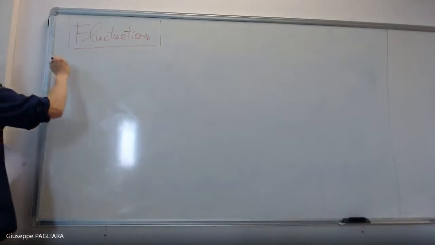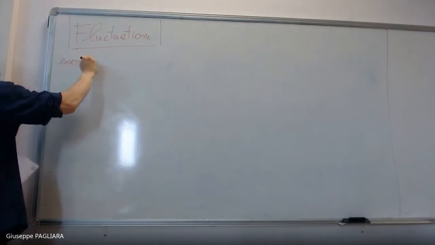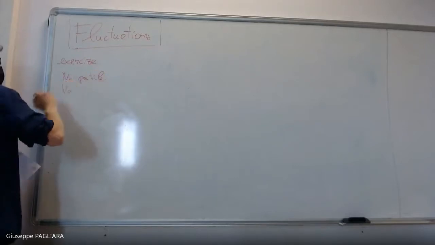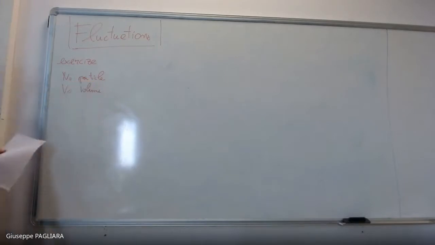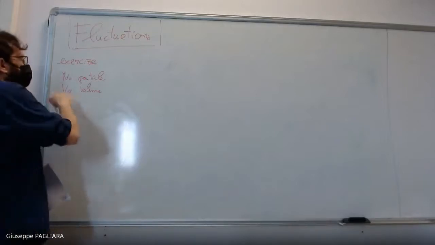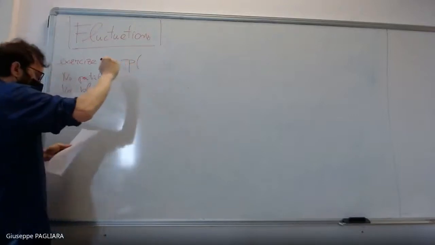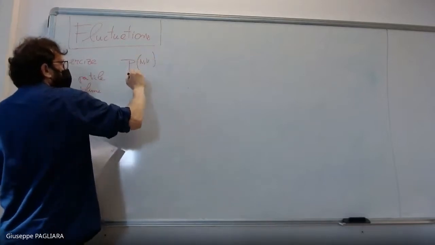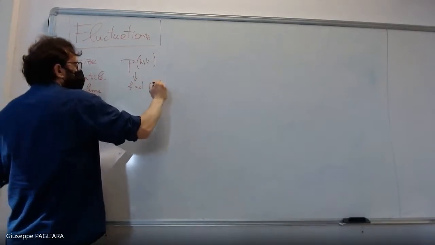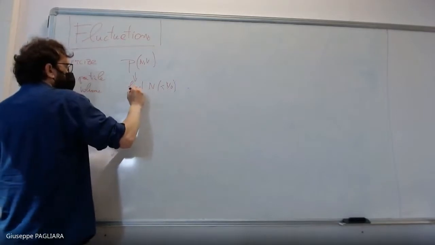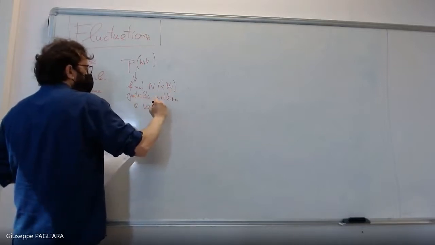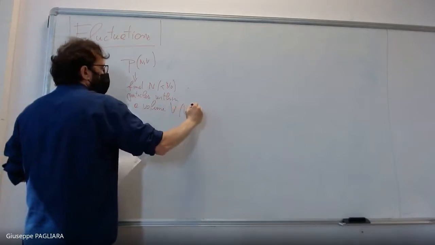So suppose that we have, this is an exercise, N0 particles in a box of volume V0, and ask ourselves what is the probability to find N particles in a volume V. So the probability, which is a function of V and N, of finding N, which is less than N0, particles within a volume V, where V is smaller than V0.